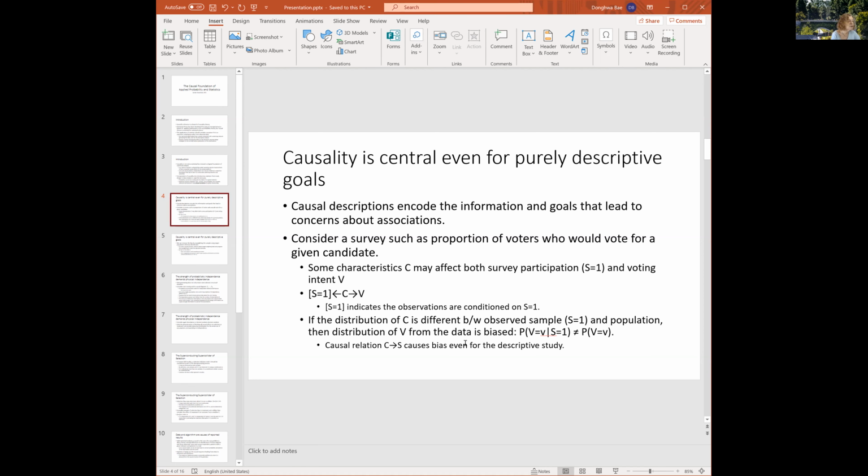And since C is not observed, you are saying C is not part of the answer, you cannot see that. So what we get is the confounding. The observations are conditioned on S equal 1, but we don't know that. Is that the case? I don't understand the sense that S equal 1 indicates the observations are conditioned on S equal 1. What does that say?